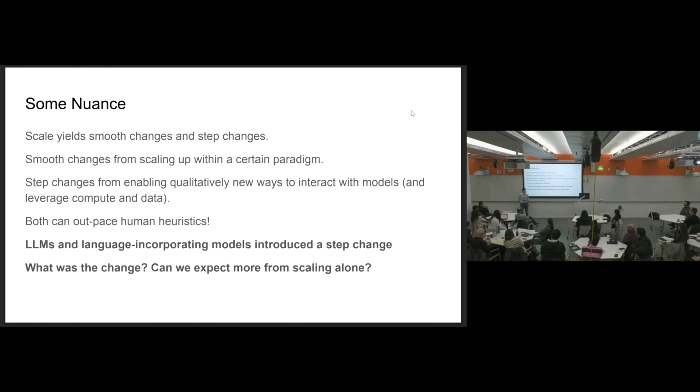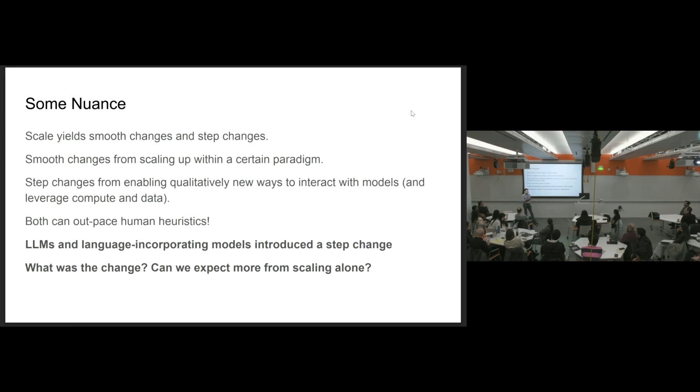So I think there's some nuance that's useful to bring to this. One of them is that scale can yield both smooth changes and step changes in terms of the quality of systems that we're building. Smooth changes, I will say, can come from scaling up within a certain paradigm, whereas step changes can come from enabling qualitatively new ways to interact with models and to leverage compute and data.